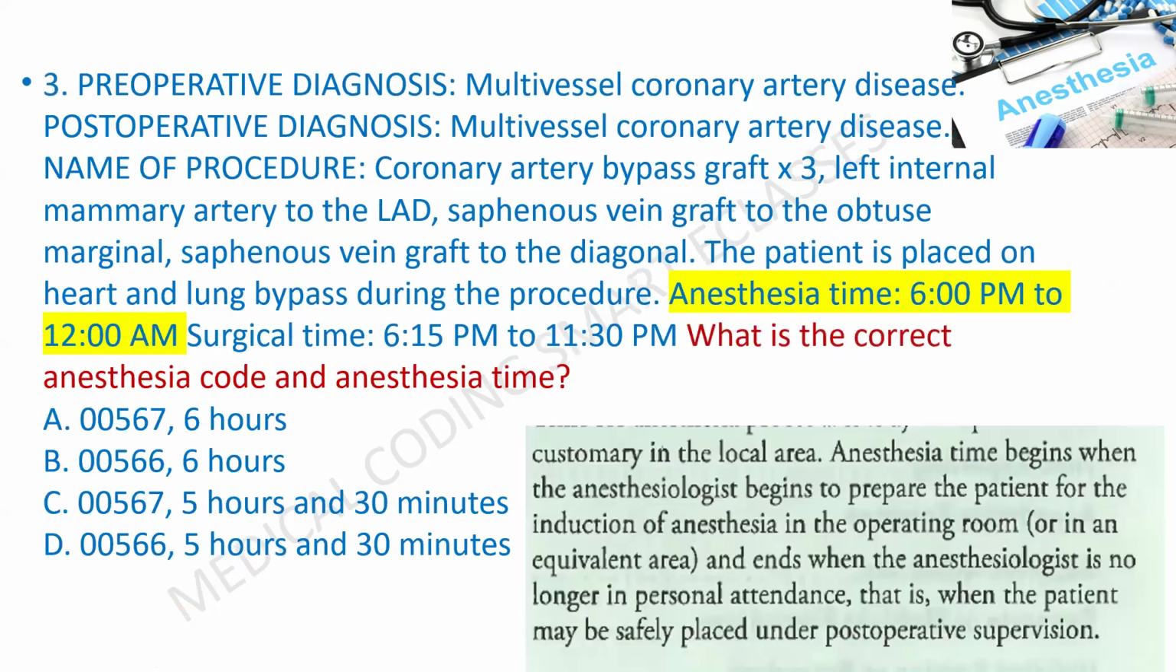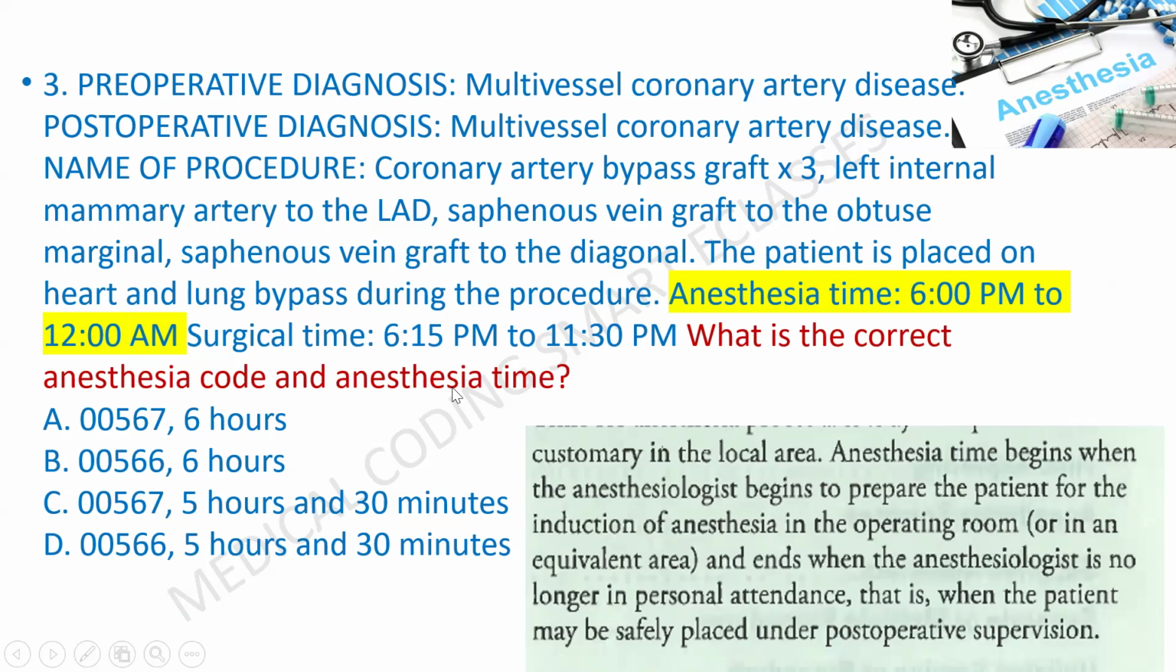Now, here the question is about the anesthesia time. Pre-operative diagnosis: multivessel coronary artery disease, and post-operative diagnosis is multivessel coronary artery disease. Name of procedure: coronary artery bypass graft times 3, left internal mammary artery to the LAD, saphenous vein graft to the obtuse marginal, saphenous vein graft to the diagonal. The patient is placed on heart and lung bypass during the procedure, and the anesthesia time is 6 to 12, whereas surgical time is 6:15 p.m. to 11:30 p.m. And what is the question? The question is the anesthesia code and anesthesia time.